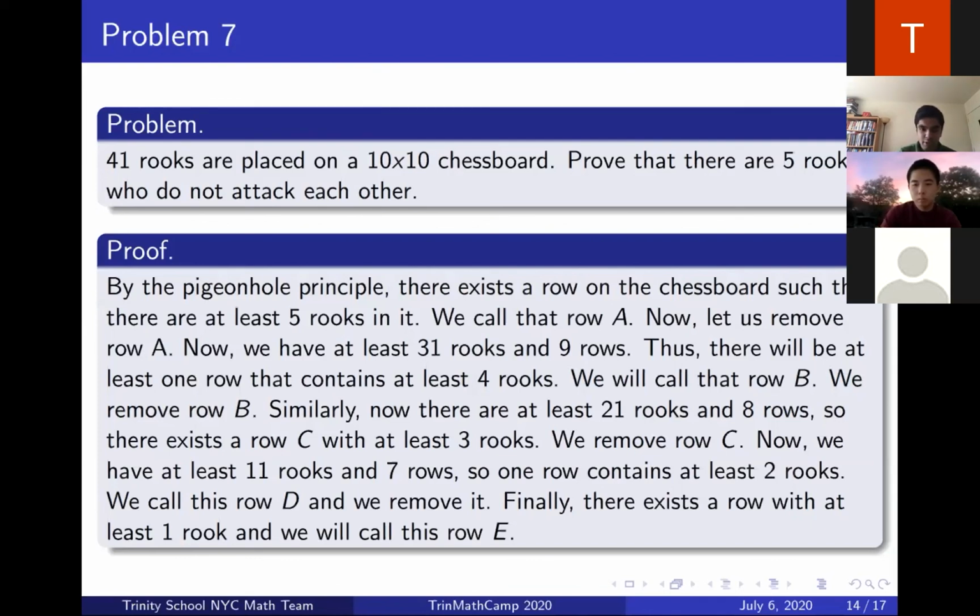A thing to make sure we understand here is what we're considering as our pigeons and our holes. Our pigeons are our rooks, and our holes are essentially the number of rows we have left, right? And so we're essentially showing that we can construct rows with at least 5 rooks, at least 4 rooks, at least 3 rooks, at least 2 rooks, and at least 1 rook. And now this next slide is going to explain why that whole thing is useful.